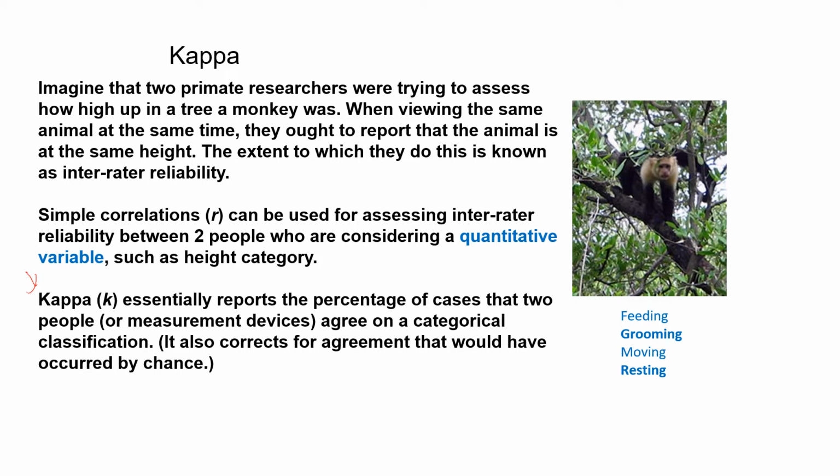Now, I'm not going to go into the details of how to calculate kappa. That's more of an advanced stats technique. Just know that if you're testing inter-rater reliability for an observational measure, and it's a categorical variable, what you should be using is kappa. Let's say we're trying to measure what the monkey was eating. Well, that's categorical. And you can use kappa to see if the inter-rater reliability is consistent on whether both raters rated that the monkey was eating the same thing.